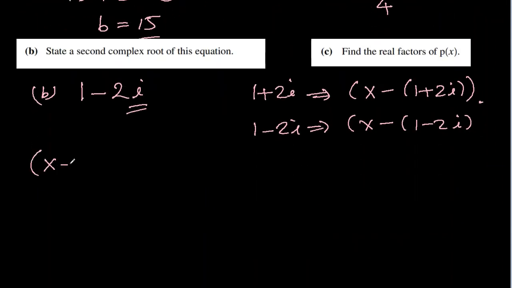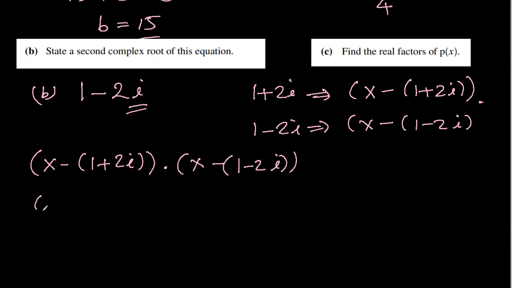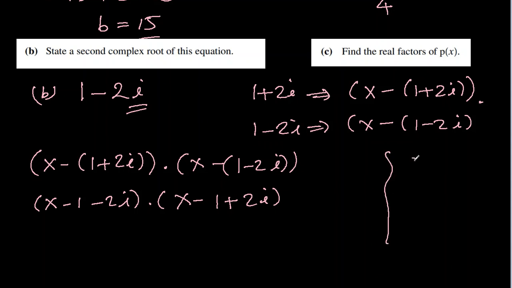So what I'm going to do now, I'm multiplying them. x minus 1 plus 2i multiplied by x minus 1 minus 2i. Now let's open the brackets first. It becomes x minus 1 minus 2i. This becomes x minus 1 plus 2i. And we know that identity again, a minus b multiplied by a plus b is equal to a square minus b square. And that's what we'll do.